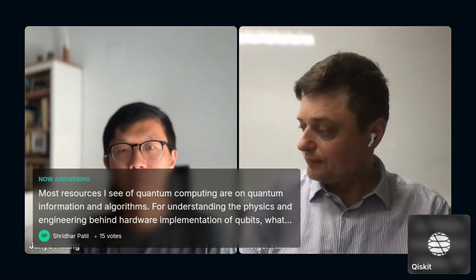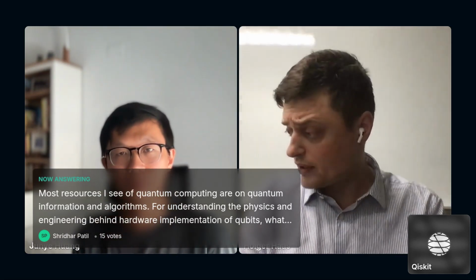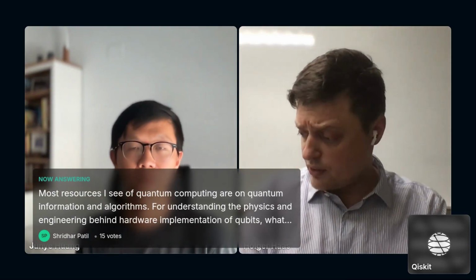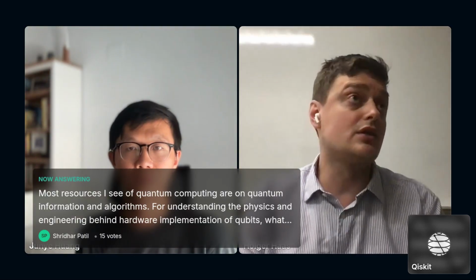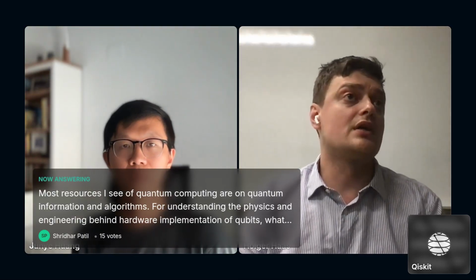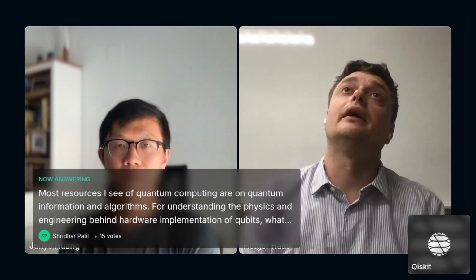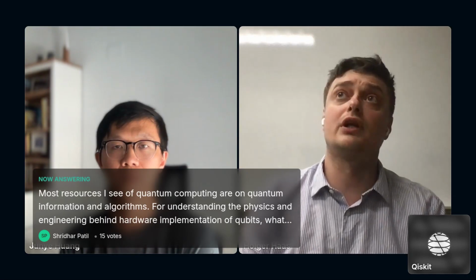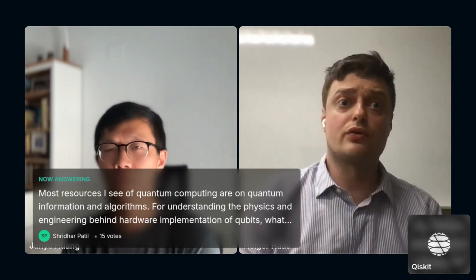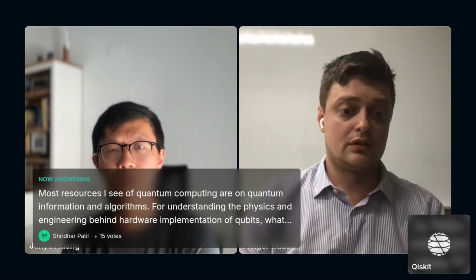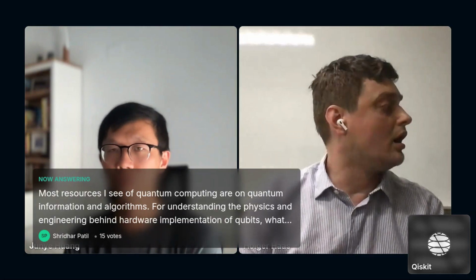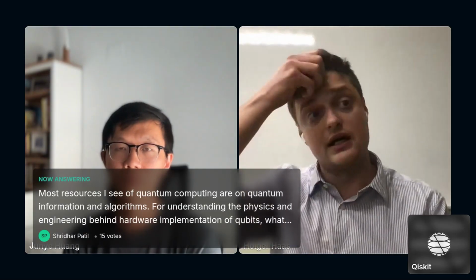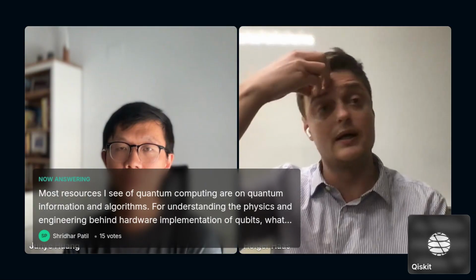There are great resources. If we narrow it down to superconducting qubits, then there's an article, I think it's called Engineer's Guide to Superconducting Qubits, by William Oliver. If you really want to get into the details of various aspects of it, yes, exactly.